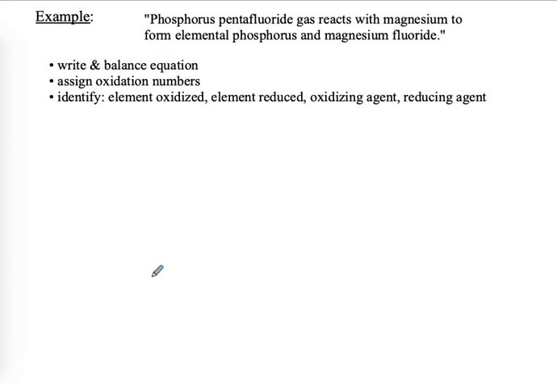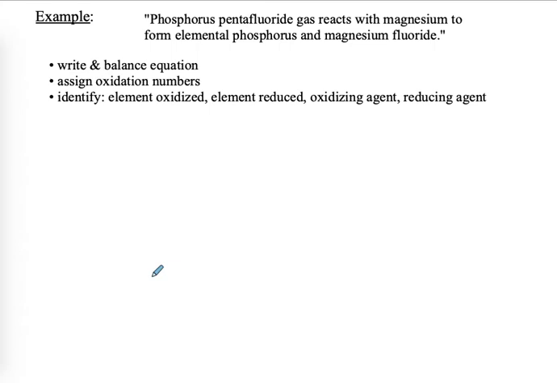So, let's do a final example. Phosphorus pentafluoride gas reacts with magnesium to form elemental phosphorus and magnesium fluoride. We will write and balance an equation, assign oxidation numbers, and identify which element is being oxidized, which is being reduced, which is the oxidizing agent, and which is the reducing agent.